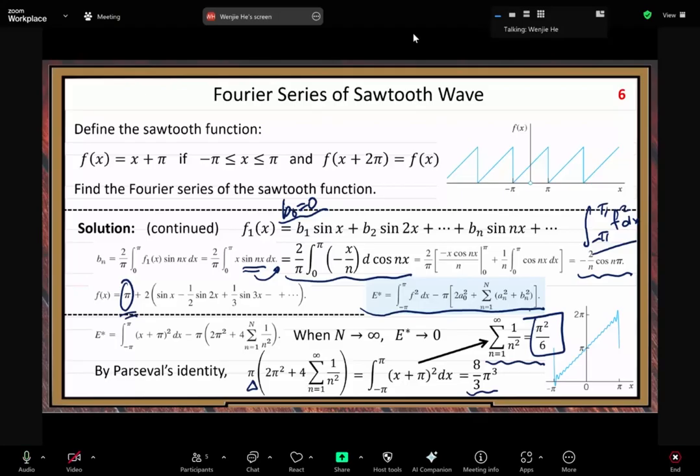We have several more. For example, later you need to calculate the summation of the reciprocal of n to the fourth using Parseval's identity. In your homework assignment you will have one such question, and the final will also have one such question.